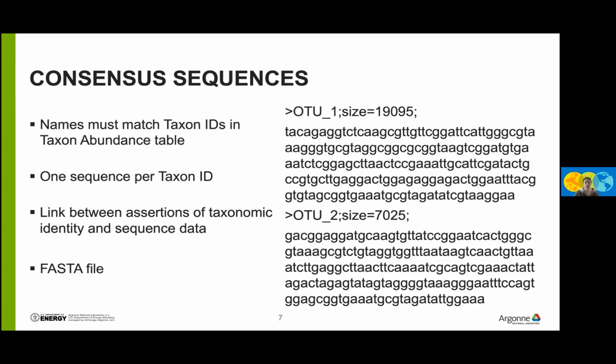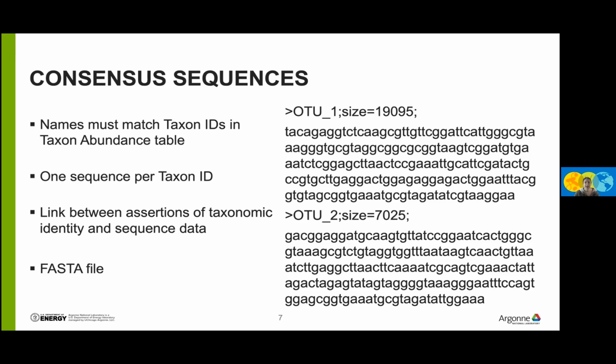And this is because these sequences are how you derive the taxonomic identity. And so if you had multiple sequences for a taxon ID, so you clustered them, but then you classified each of the individual sequences, you might actually get different taxonomic assertions. That's really common with these data. And so you need to have one single consensus sequence per taxon ID. This ID serves as that link, again, between the taxonomic identity and the raw sequence data.